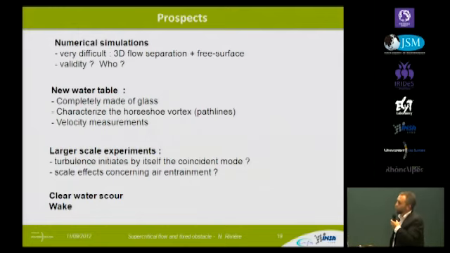We also intend to perform new measurements in a new water table, completely made of glass, to be able to perform velocity measurements inside the structures. We must perform larger scale experiments. Why? To see if at a high Reynolds number, the turbulence can, by itself, initiate the coincident mode. Or in other words, if turbulence can replace artificial disturbances.